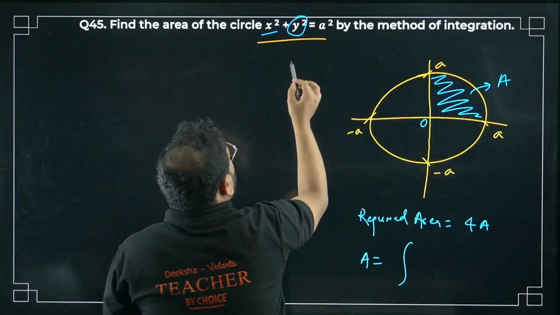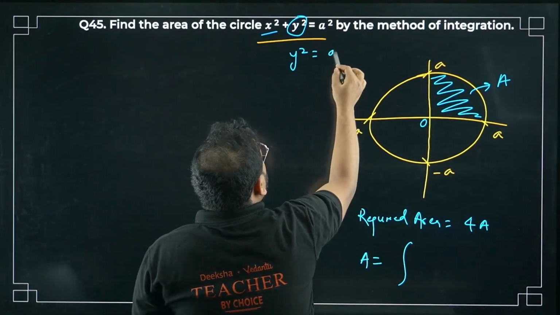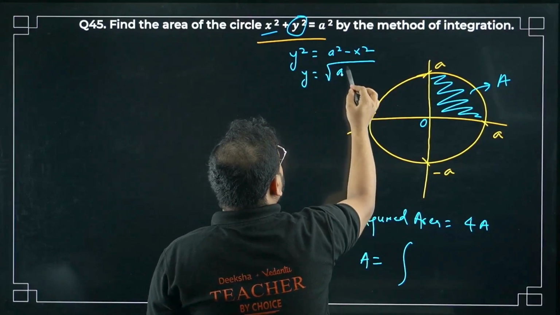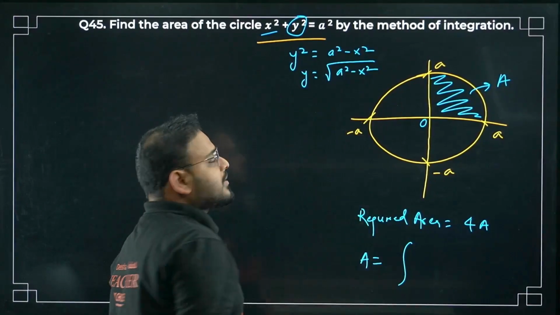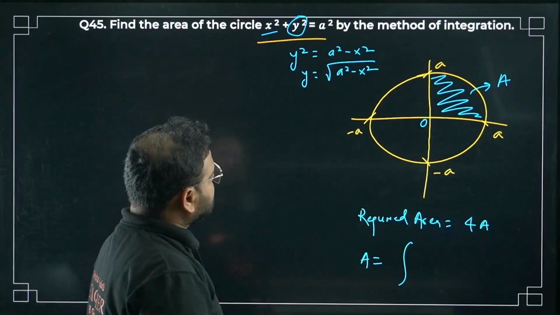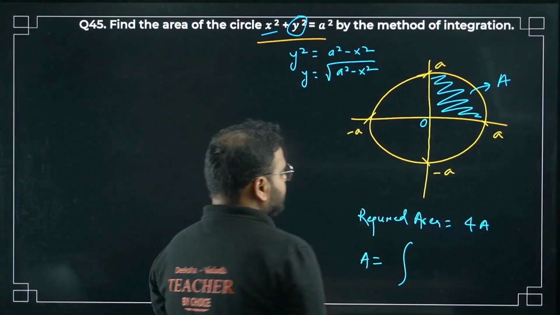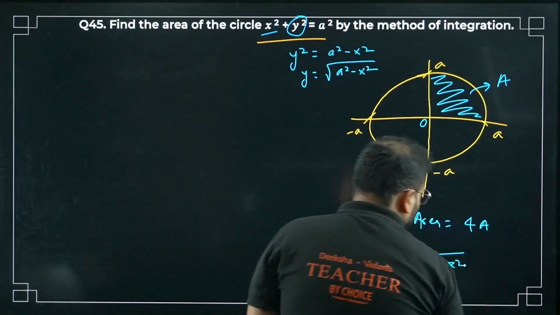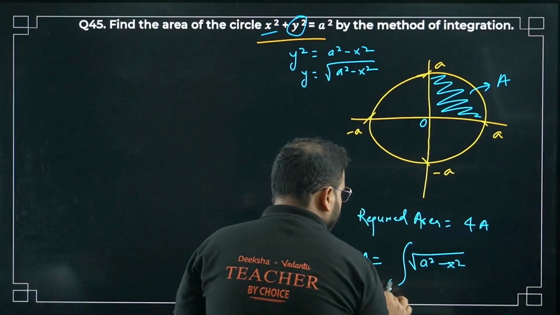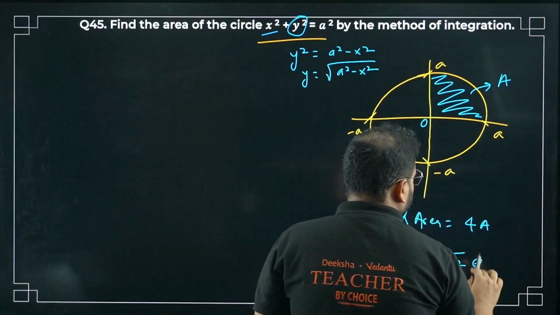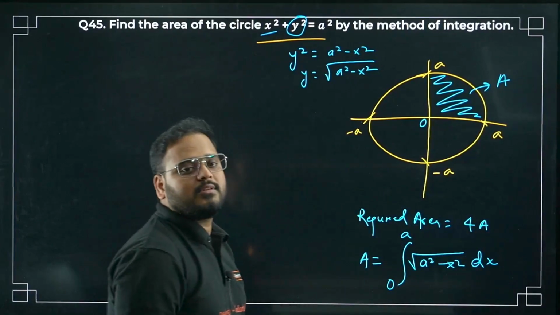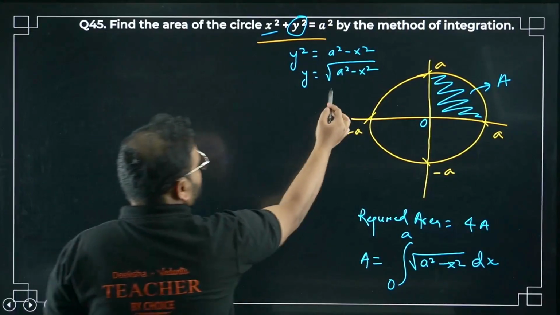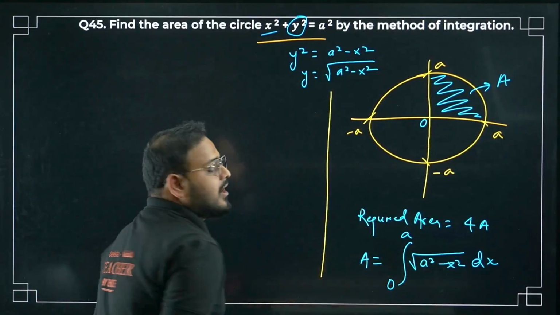So make the subject: y square equals a square minus x square. So y will become root of a square minus x square. Alright, let's write it over here, from 0 to a, dx. Okay, this part can be done. Let's solve this quickly. Let's do the integration. What is this? Particular function.